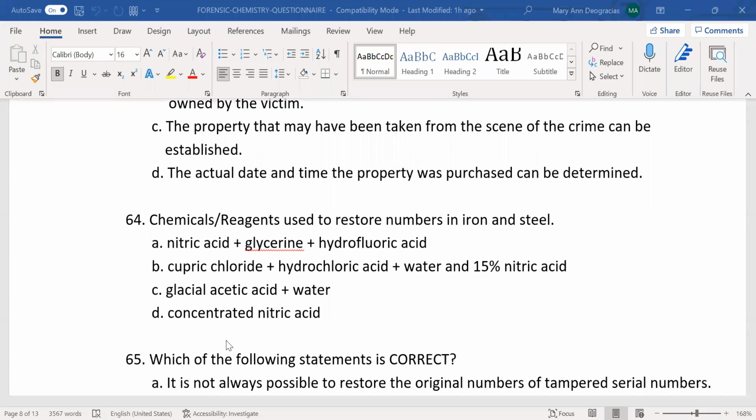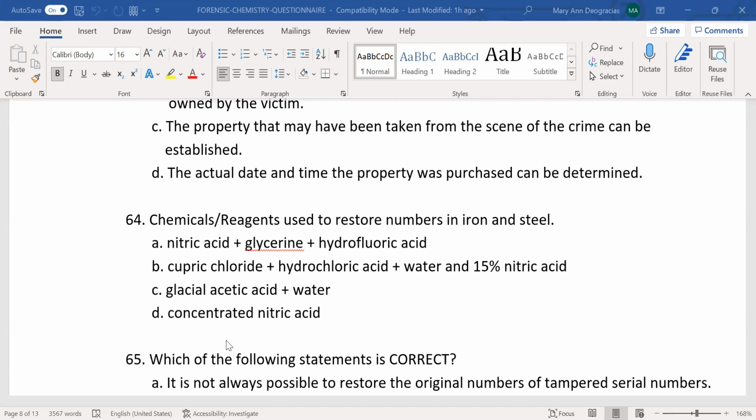So iron and steel yan. How about the nitric acid? Anong klaseng metal ang paggagamitan ng letter A? Lead. Okay, lead. L-E-A-D. Kung ang metal ay gawa sa lead, ang etching fluid na gagamitin is letter A. Okay, kung may kopya kayo niyan, isulat nyo na lang. Glacial acetic acid plus water paggawa sa aluminum. Okay, and then concentrated nitric acid kung yung serial number ay nasa silver.